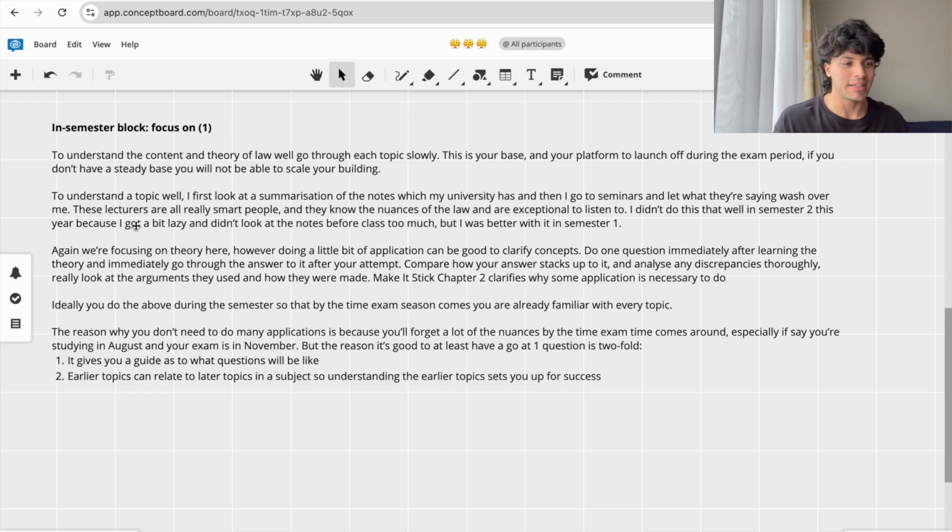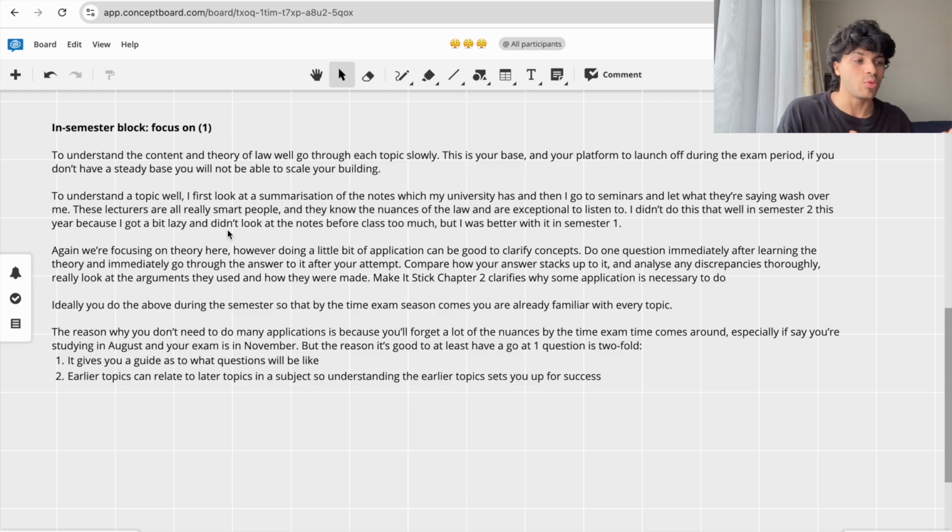But I didn't tend to listen to my lecturers that well in semester 2 of this year. I got a bit lazy with that and I didn't really look at the notes before class. So I didn't get an overarching view of what they were talking about, which meant that I didn't really know what they were talking about. Obviously murder is pretty self-explanatory, everyone knows it. But say it was a more complex thing which I've never heard of, and then I just hear my lecturer going into some deep nuances of it in class, I'm not going to know anything about it. I can't really know the most highly detailed things if I don't even know the most basic thing of what we're even talking about.